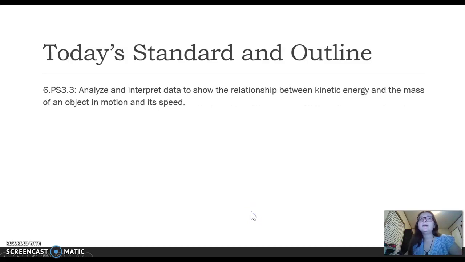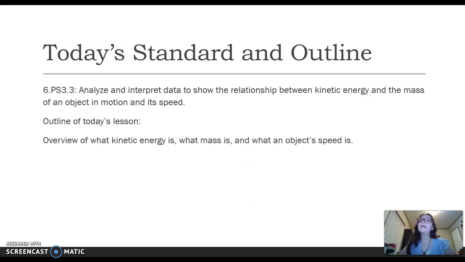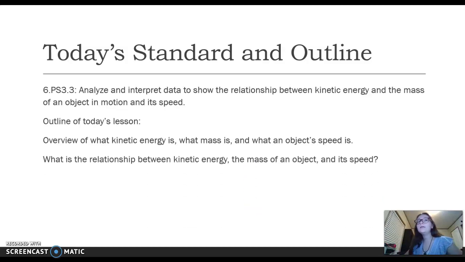So today's standard is to analyze and interpret data to show the relationship between kinetic energy and the mass of an object in motion and its speed. So the outline of today's lesson is we're going to overview what kinetic energy is, what mass is, and what an object's speed is. And then we're going to learn what the relationship is between kinetic energy and the mass of an object and its speed.